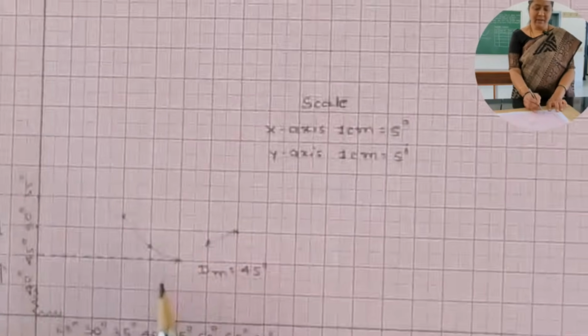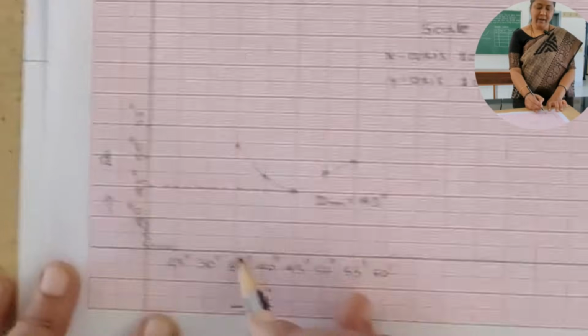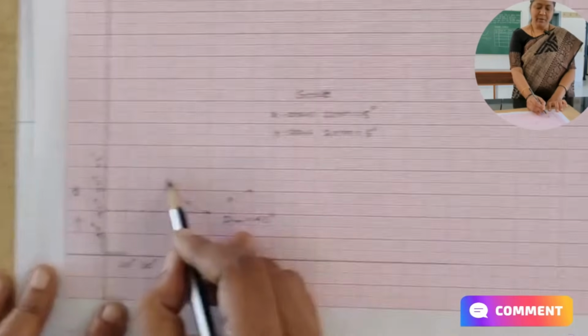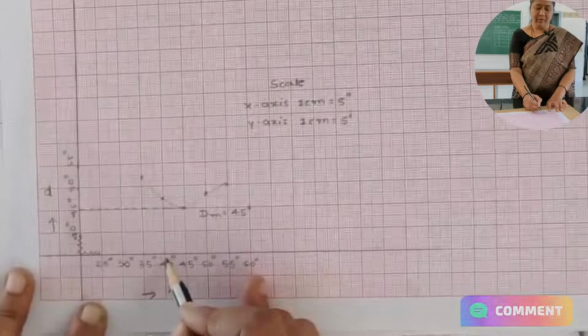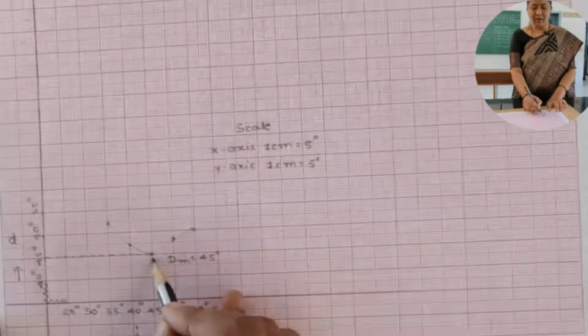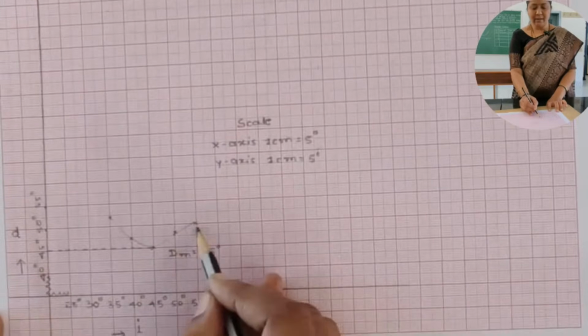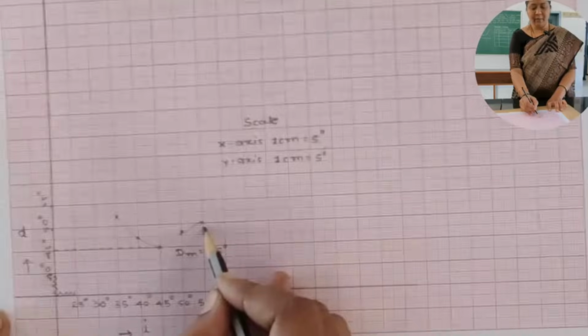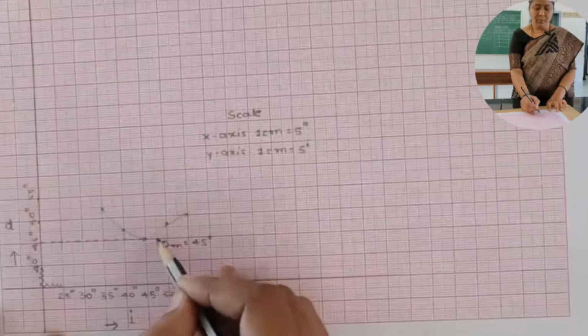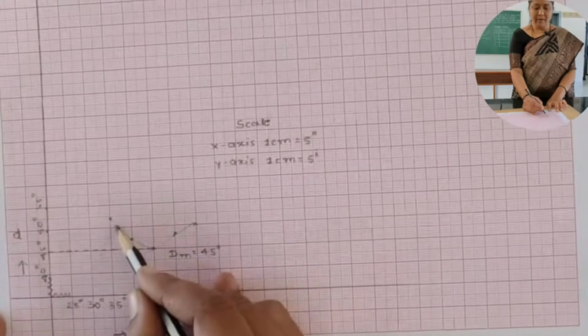What is our first reading? For 35 degree it was 52, so mark the corresponding point. For the next one, you mark the point. For 45 degree it was 45. Again it has increased. You will have a marking of 50. So draw a smooth curve. You get a symmetric curve.